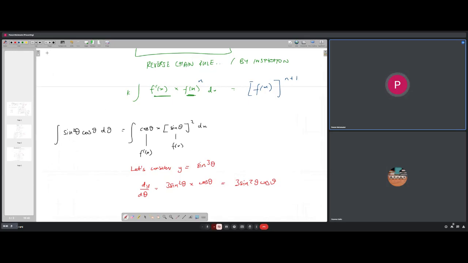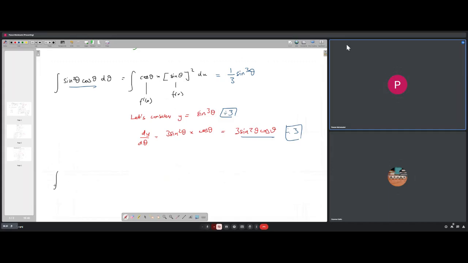So, look at the thing that we're trying to integrate. Sine squared theta times cosine theta. That's what we've got here. The only difference is we just have to divide this by a factor of 3. So your answer to this would be a third sine cubed theta. Does that make sense?